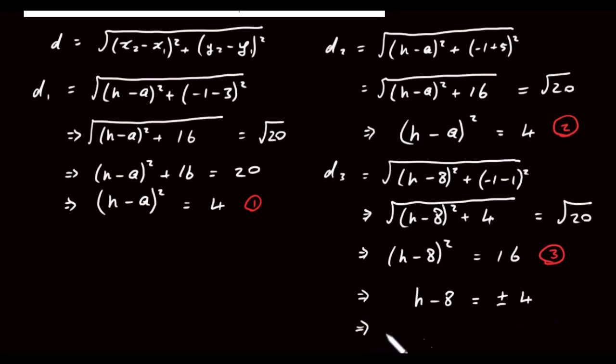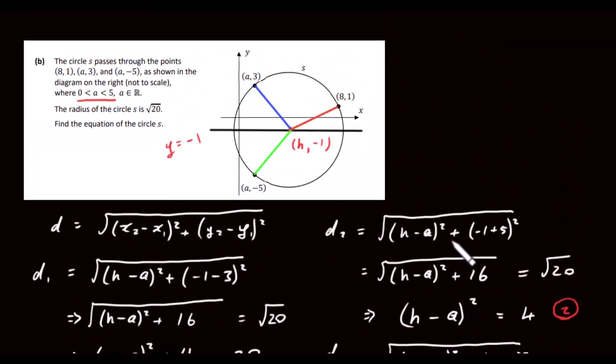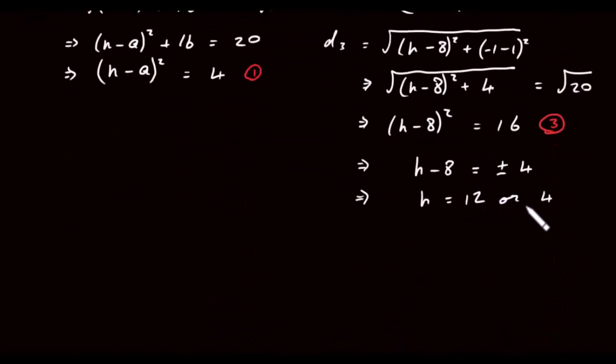So there are two answers for h then. h is going to be plus 4 plus 8, which is plus 12, or minus 4 plus 8, which is plus 4. So we've got two values for h here, 12 and 4. So we've got to work through both of these to find our value for a. Now remember, a is between, I think it was 0 and 5. So let's see which one of these gives us an a between 1 and 5.